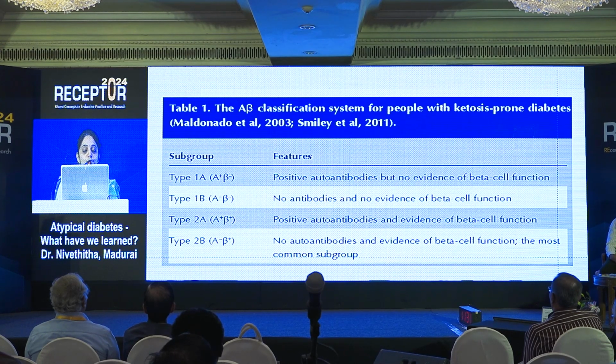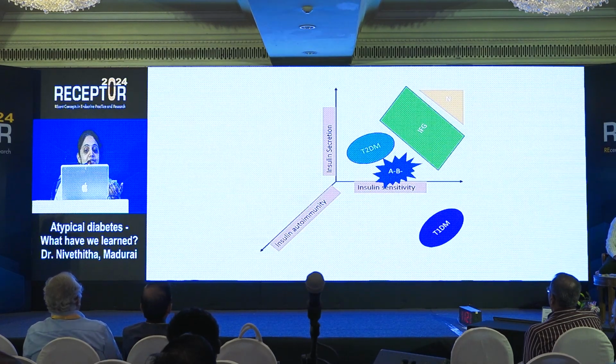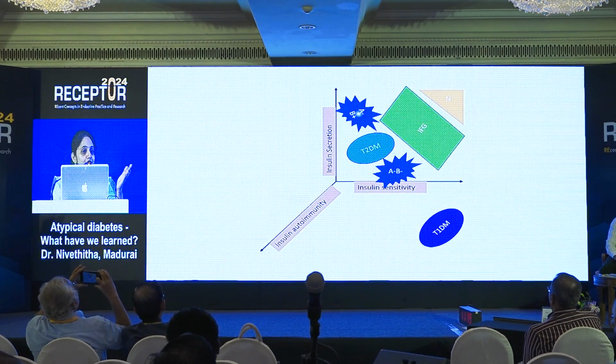That is the most common subgroup, but this patient actually had A minus B minus, that is, he didn't have antibodies and also he didn't have any beta cell dysfunction because he actually recovered later. So this is how KPD can present anywhere in this chart.